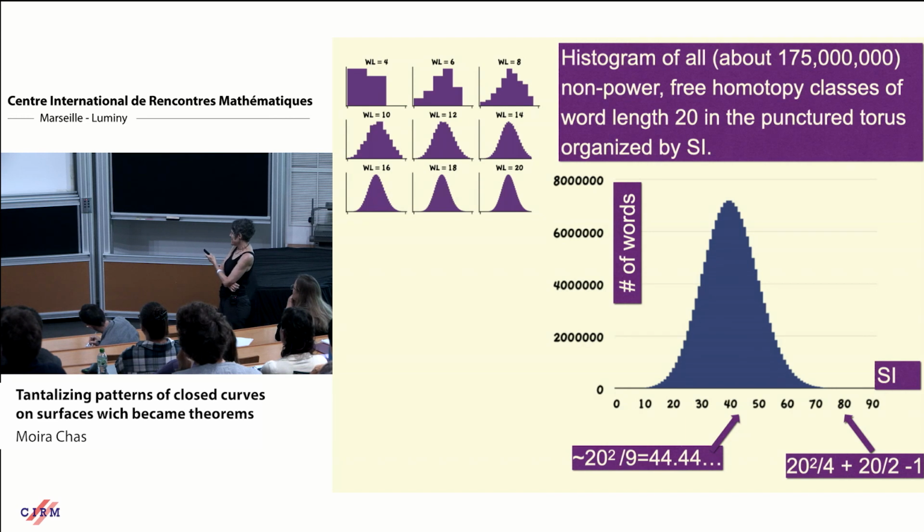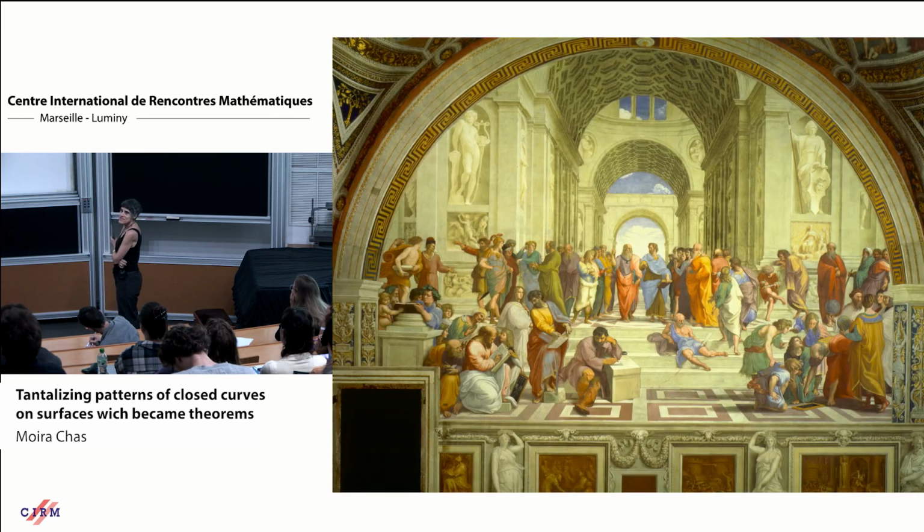So here are the mathematicians, frenetically dancing. This is words of length 20. And then what I saw was that there was a Gaussian.